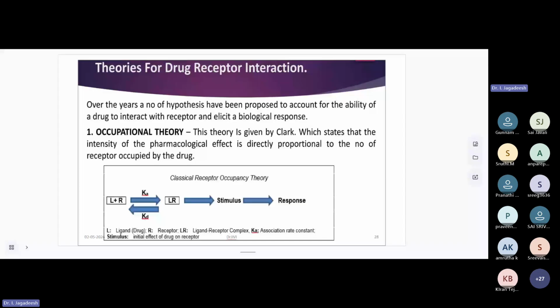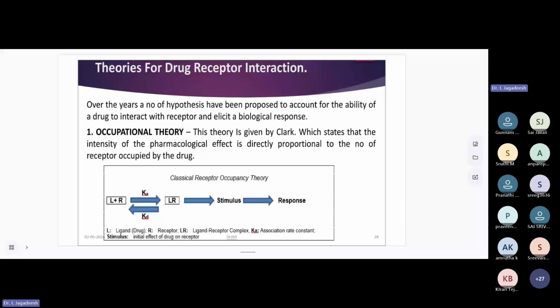So L is a ligand plus a receptor. It will form a bond, that is the receptor and ligand complex. And it is a reversible reaction. One is association and another one is dissociation. The complex of the protein and the drug gets dissociated to form free moieties, and again they will associate to form a complex again. This journey produces a stimulus and treats a disease. This is what the classical receptor occupancy theory is.